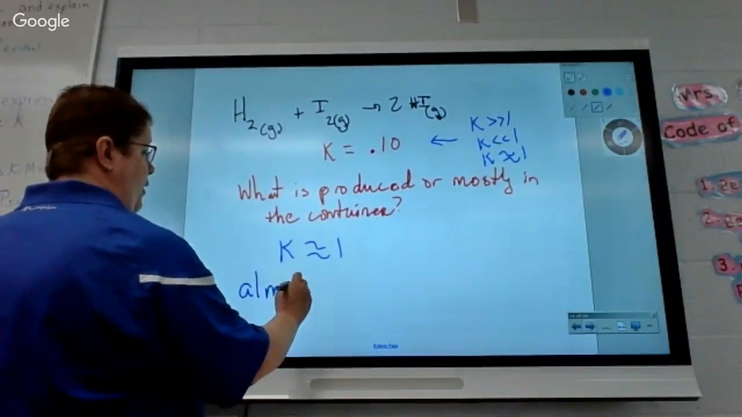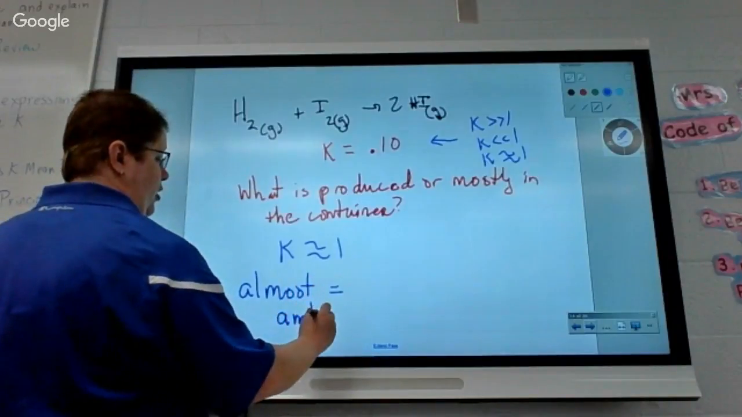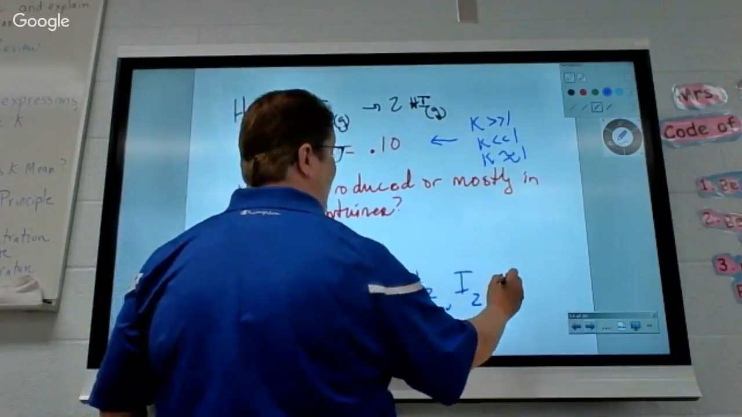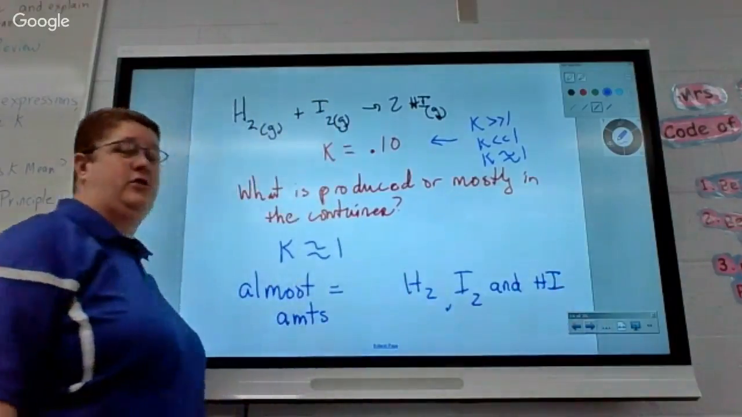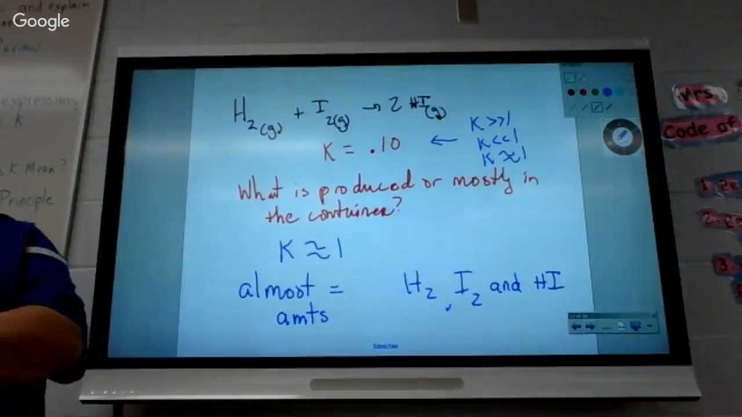So if you have almost equal amounts, you have H2, you have I2, and you have HI. You have all 3 of those things in almost equal amounts inside of the container.